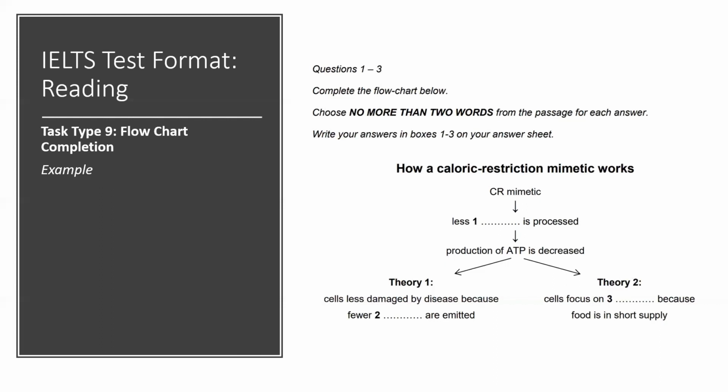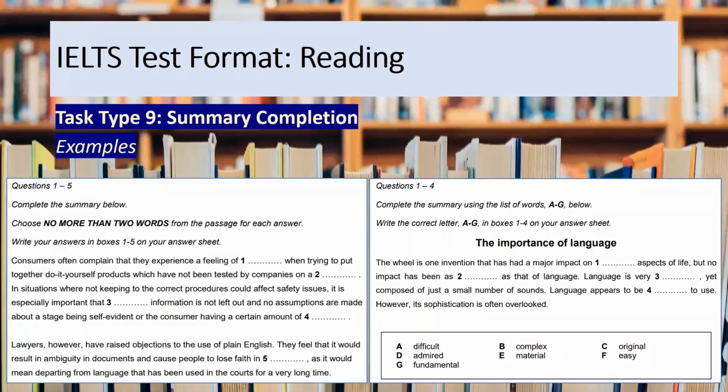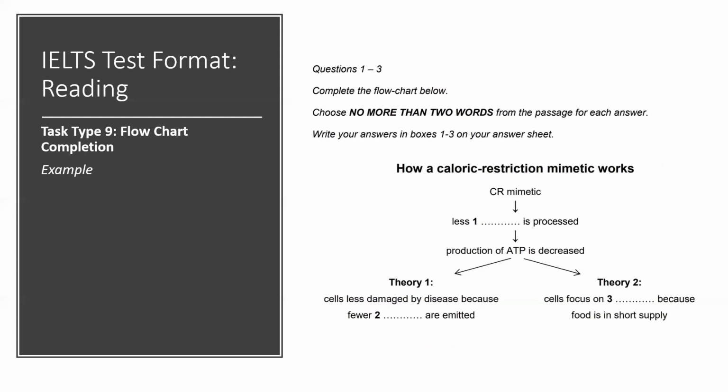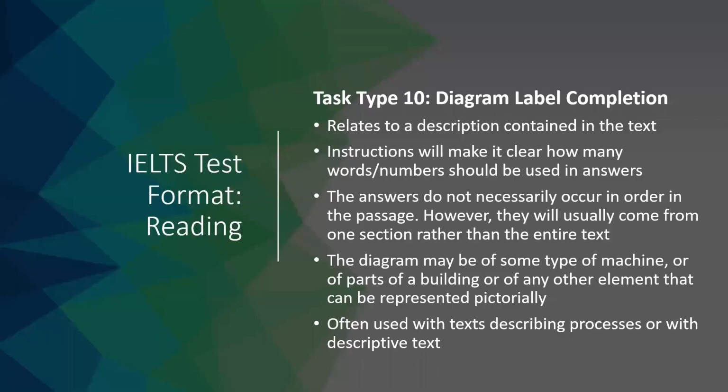Okay, these were the completion questions. It was summary completion in 2 different ways, and note completion, table completion, and flow chart completion. All right. Then we have question type 10, diagram label completion.